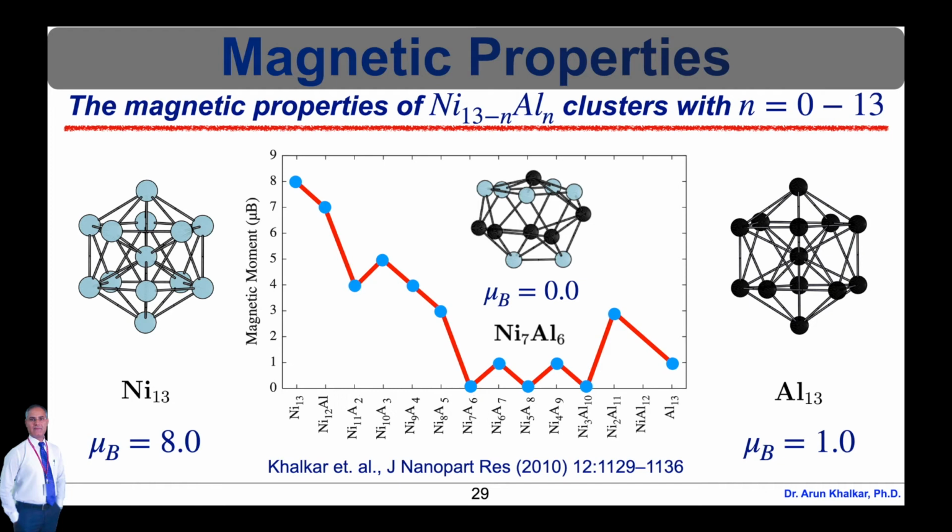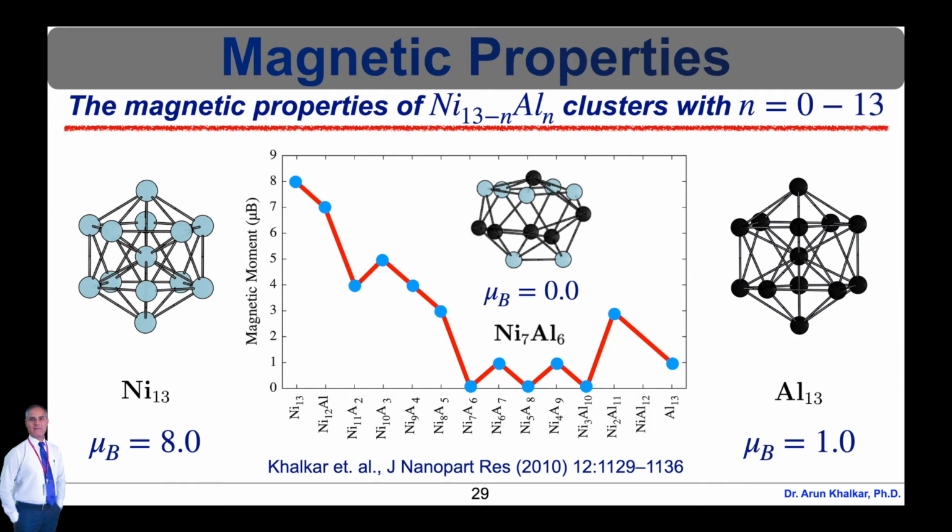Dark circles represent aluminum atoms and light circles represent nickel atoms, as shown in these diagrams. For Ni7Al6, the complete quenching of the cluster magnetic moment appears to be due to the antiferromagnetic alignment of atomic spins. The graph shows the variation in magnetic moment of the corresponding clusters. Initially, for Ni13, the magnetic moment is 8.0, whereas for Ni7Al6 the magnetic moment is 0, and finally for Al13, the magnetic moment is equal to 1 μB.